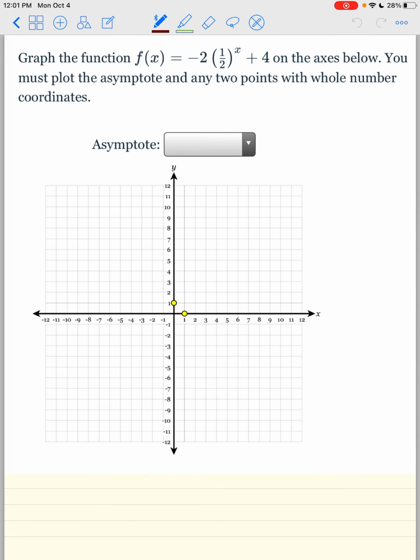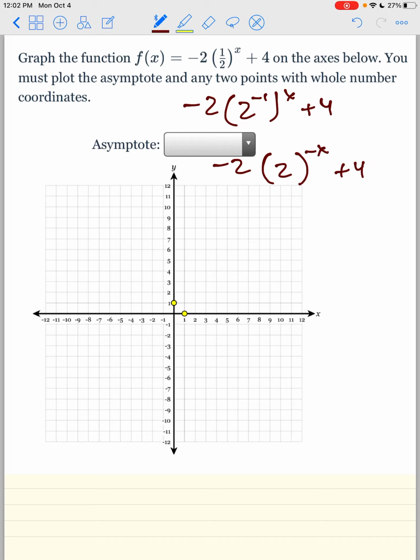Next one is this problem here. You're going to rewrite this as negative 2 times 2 to the negative x, plus 4. Pick any number you want. You should really pick 0 because 2 to the 0 is 1. 1 times negative 2 is negative 2, plus 4 makes 2.